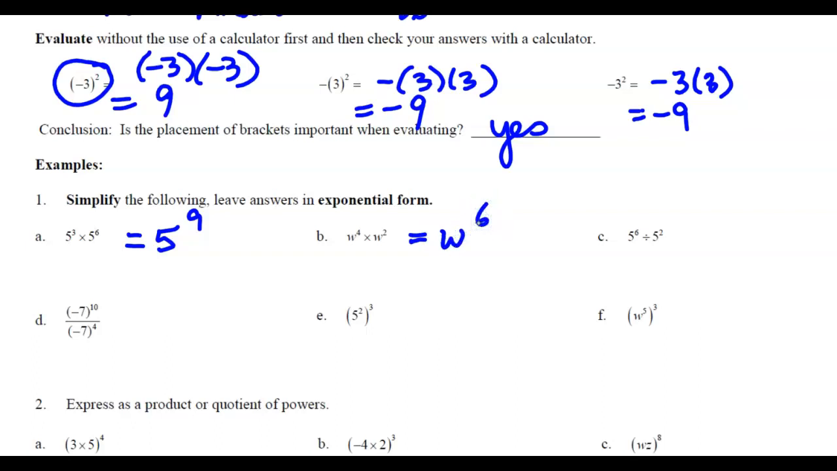Multiplying powers with the same base. Please try your best at your writing. That is very difficult for me to really think that it's a power. Okay? Looks like W6. It looks like W times 6. Okay, so please try to make it different sizes for the exponent. Okay, dividing with the same base.